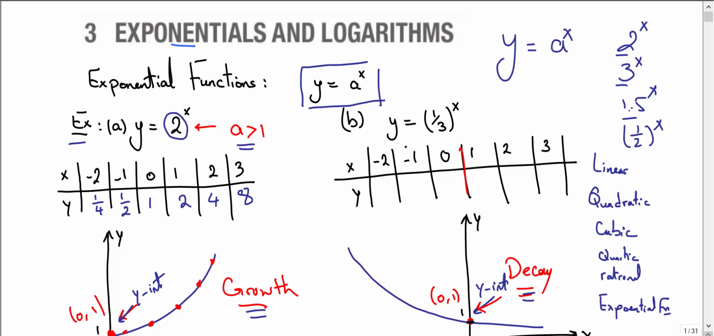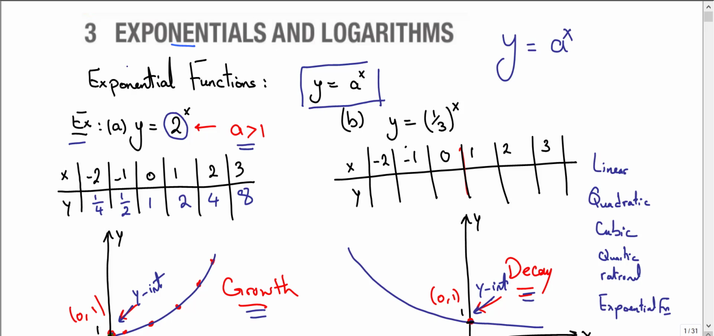2, 3, 1.5, the three bases here, these are bases of the function. 2 is the base, 3 is a base, and 1.5. 2, 3, and 1.5 are numbers greater than 1. And this fraction half is a number less than 1.